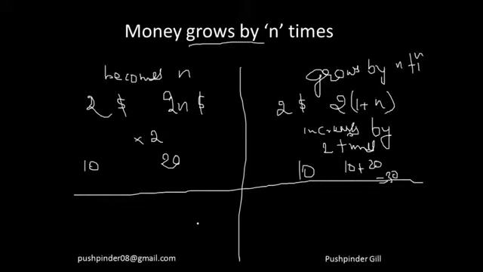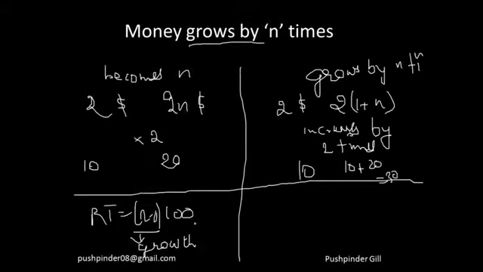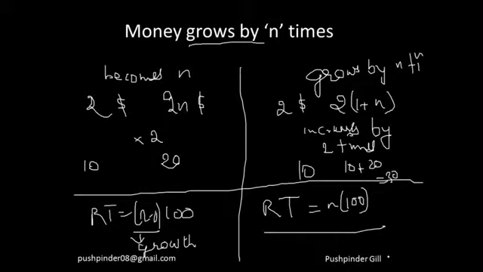If money is becoming N times, then R into T is N minus 1 into 100. What is this N minus 1? This is nothing but the growth of money. Let's suppose money became double, that means it grew by 1 time. Money became 3 times, it grew by 2 times. So in this case, I don't need to multiply. I just need to say R into T is N into 100. That's what I need to say. I hope everyone is understanding that when money becomes N times, R into T is N minus 1 into 100.